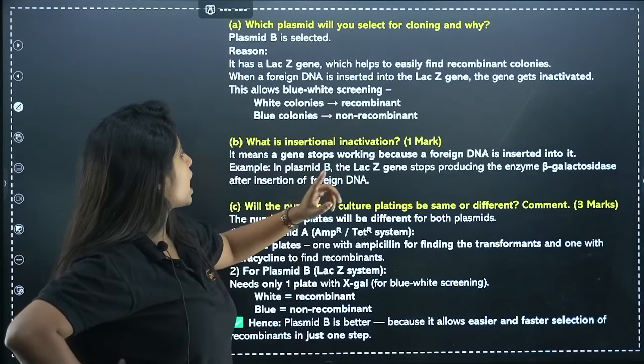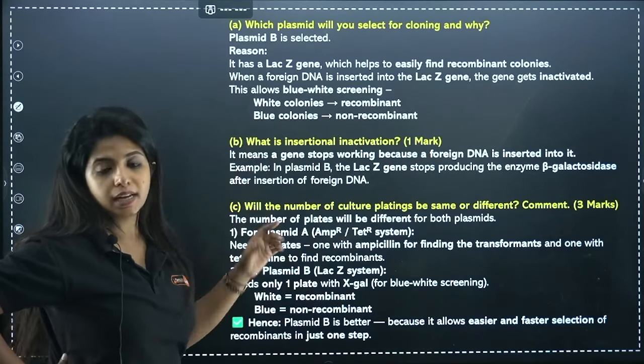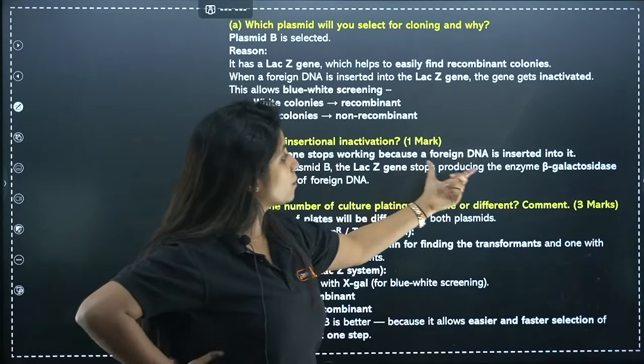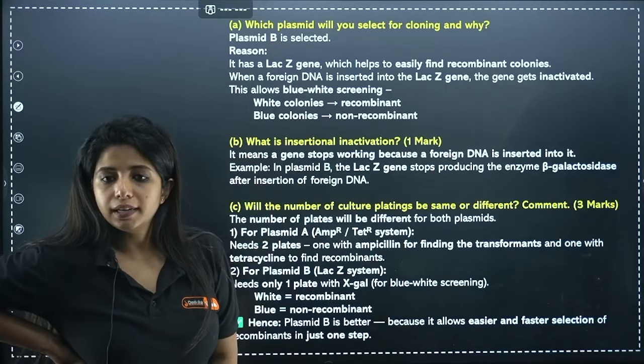Now, what is insertional inactivation? It means the gene stops working because a foreign DNA is inserted into it. In plasmid B, the lacZ gene stops producing the enzyme beta-galactosidase after insertion of the foreign DNA.